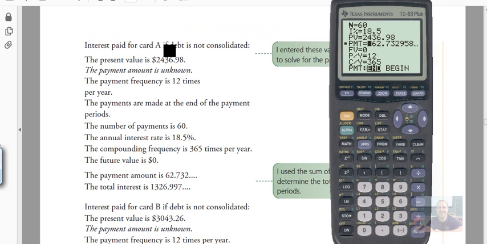Alright, so credit card A, this is what your screen should look like on the TVM solver to get this as a payment right here. So you can double check that. If you didn't get $62.73, then double check the numbers that you put in your calculator.